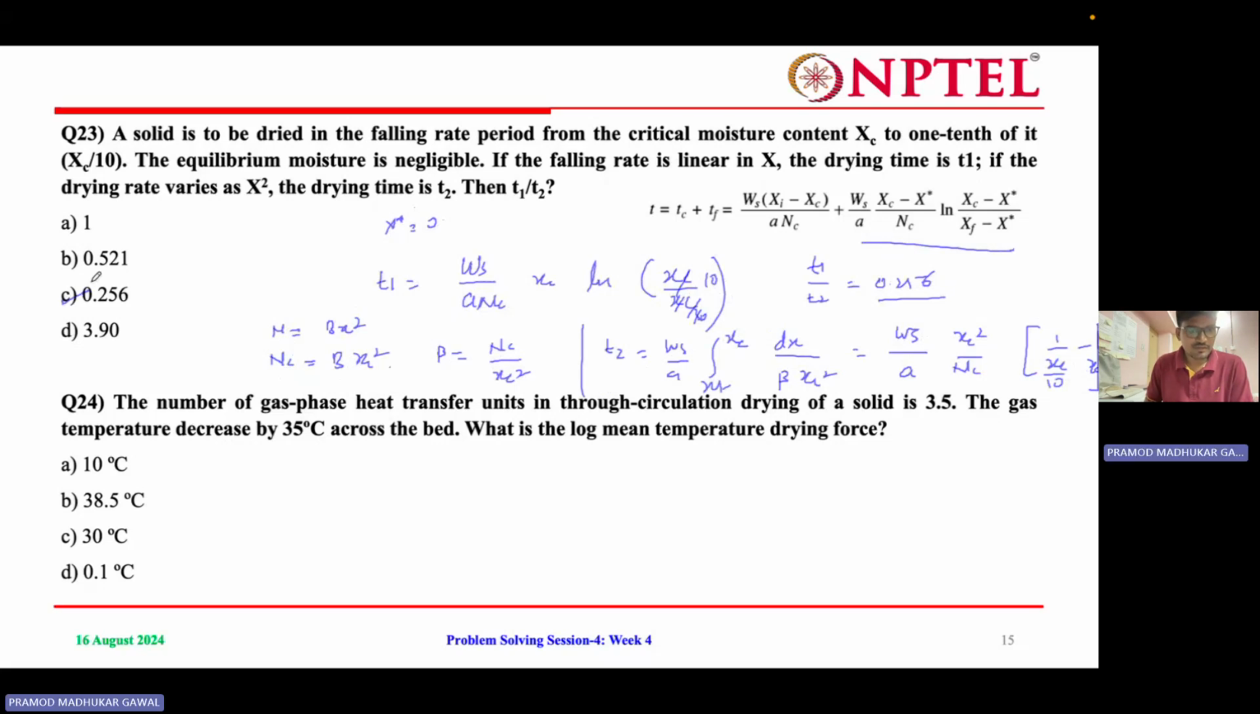Moving to question number 24. The number of gas phase heat transfer units in a through circulation drying of the solid is 3.5. So the number of gas transfer units is given. The gas temperature decreased by 35 degrees Celsius across the bed, which means delta T is given. So what is the log mean temperature driving force?